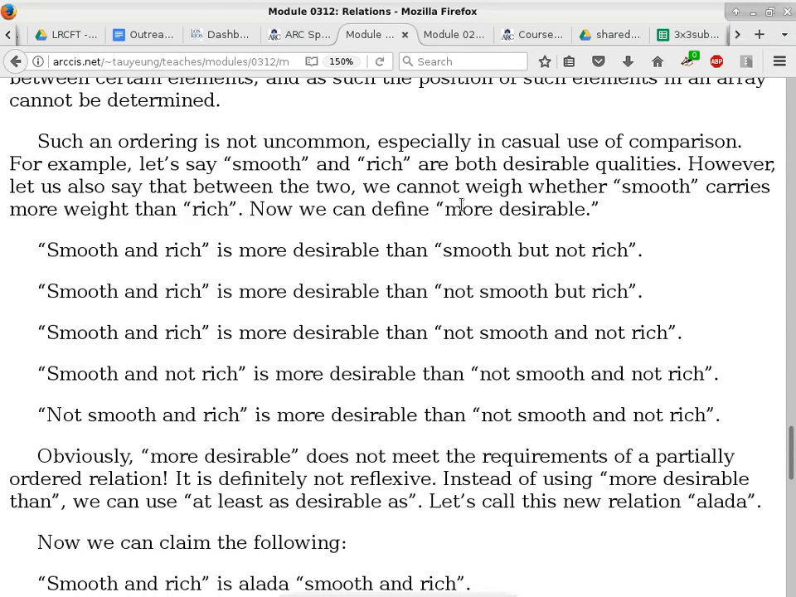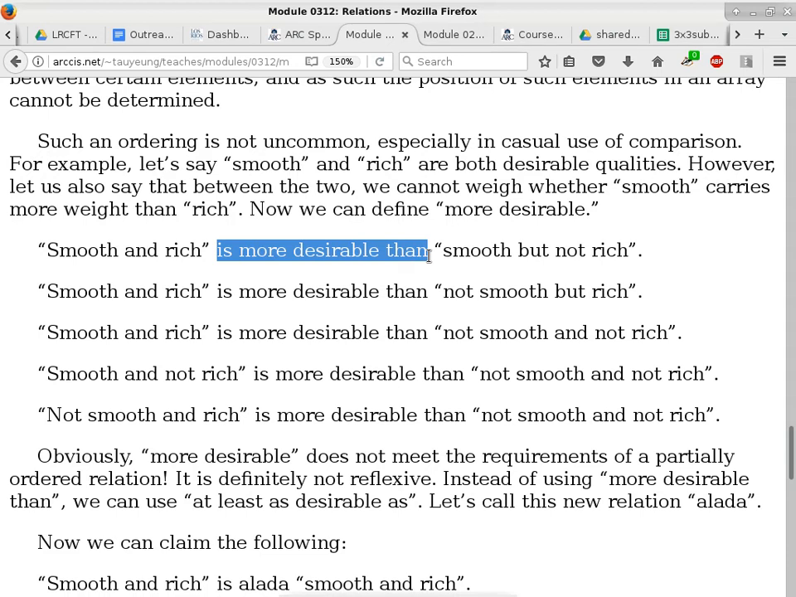Okay. So such an ordering is not uncommon. Okay, so we're going to define the relation called "more desirable than." I thought I changed that a little bit. Okay, there we go. So "more desirable than" is a relation, but this relation is not a partial ordering because it's not reflexive. Does that make any sense? It's not reflexive. It does not relate to itself.